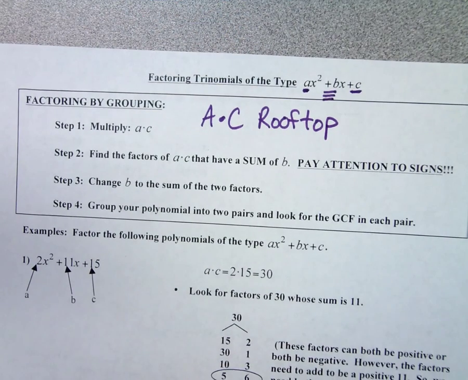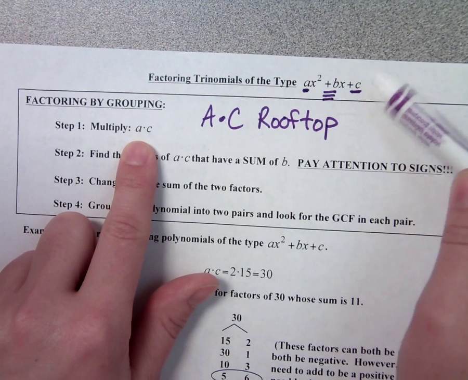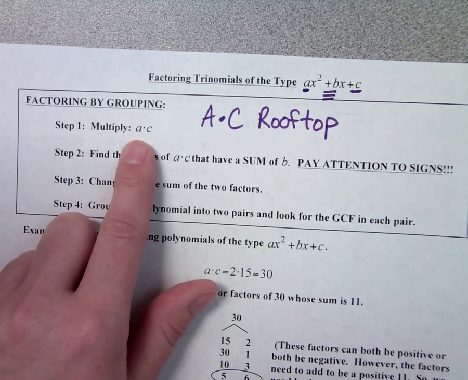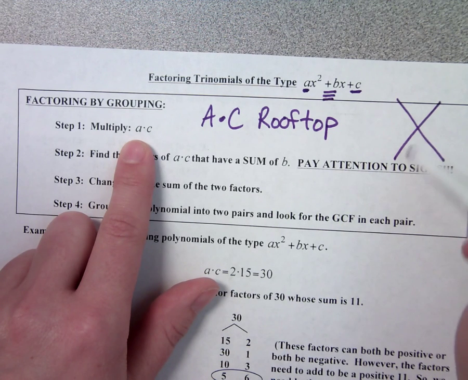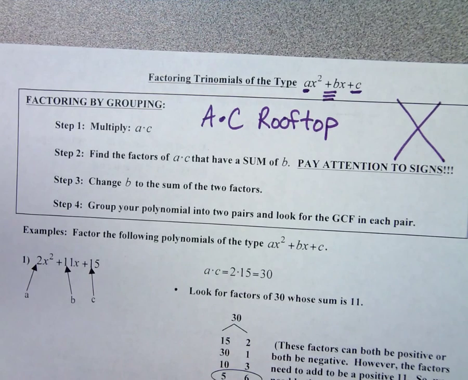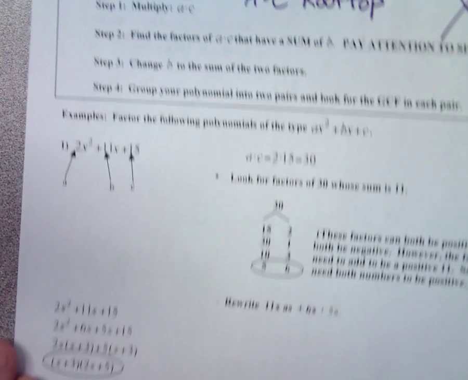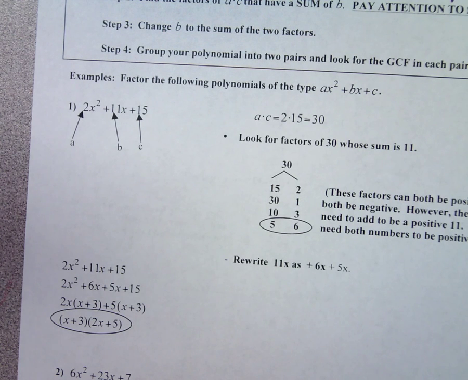Okay, so this is the steps for how we're going to do this. We're going to multiply our A and our C. And then we're going to do that little Xbox thing that we did the other day. What multiplies to give you this that adds to be this. And we're going to go from there. Okay, so I'm just going to walk you through this very first one that's already worked out for you. But it's going to be confusing. And it will probably take 3 or 4 problems before you finally catch on.